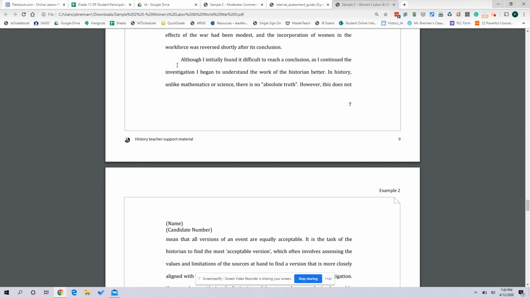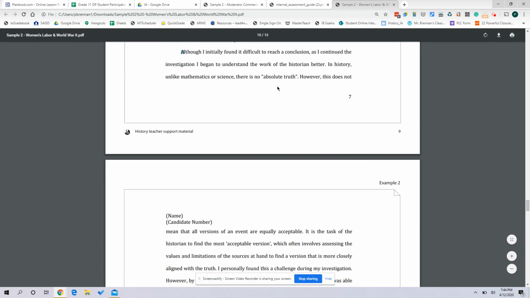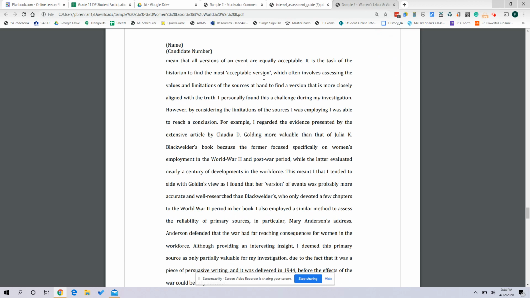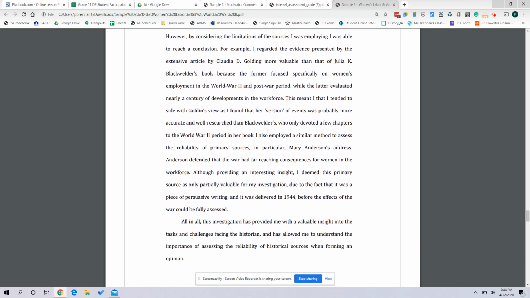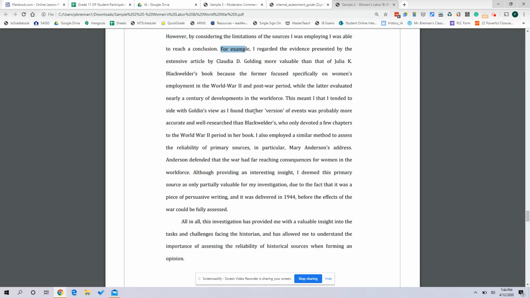So now we're going to get into challenges. Found it difficult to reach a conclusion. Continued the investigation and began to understand the work of the historian better. And this student goes on to talk about how there is no absolute truth in history, and that is a challenge to deal with. And if you scroll down and read this further, they give detail and again examples from their work. For example, et cetera, et cetera. So talking about, again, challenges and then tying it with examples from the work.